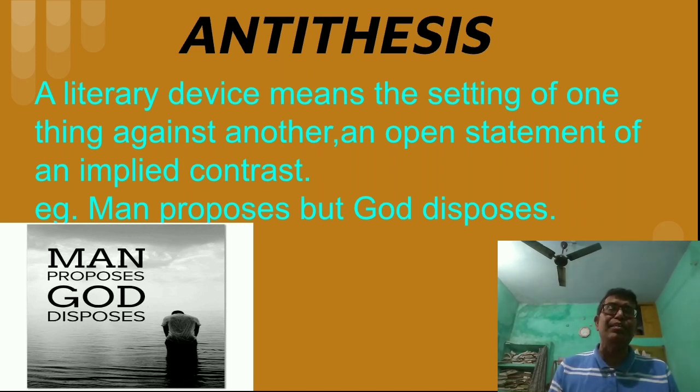This quality is rare, because the moment you make mistakes, we are ready to criticize you, but that is not the proper truth. The implied contrast, the underlying meaning, is: to err is human. It is for the human to make mistakes. It is quite natural. So taking this as natural, we have to forgive him. That is our divine quality. So this is called antithesis. Again, I would like to say, it is a literary device meaning the setting of one thing against another. It is an open, explicit statement, and it contains an implied contrast.